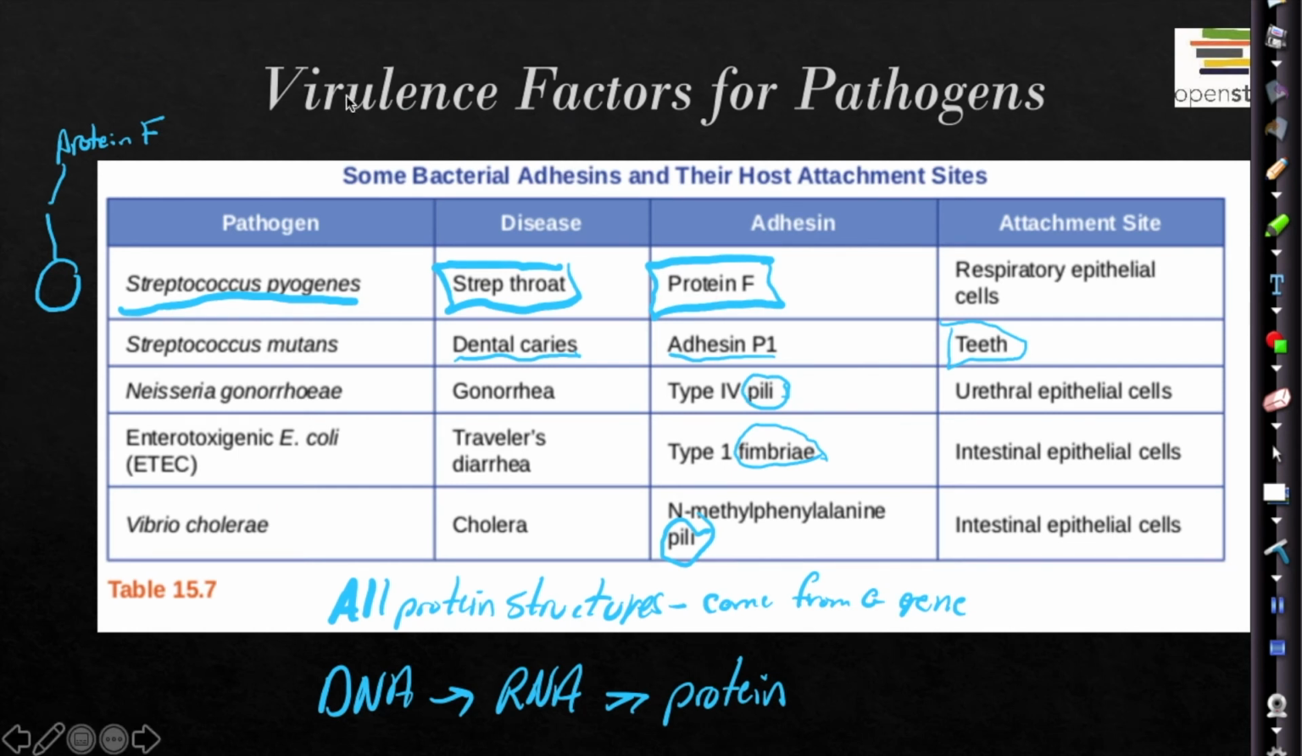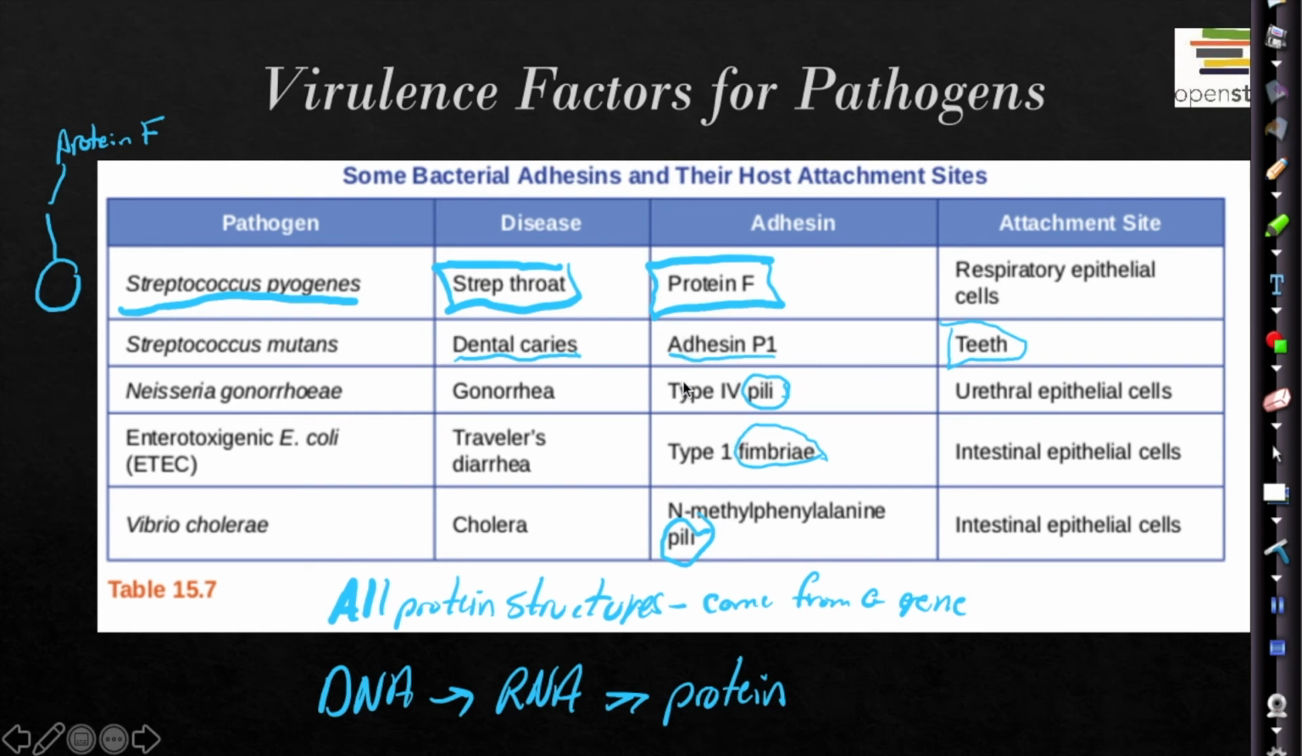So virulence factors, for instance, protein F, that sticks out from Streptococcus pyogenes, allows for attachment to the respiratory epithelial cells. These are just different virulence factors that stick out from these particular pathogens that allow them to adhere to these types of cells. And this tells you what type of adherence it is.